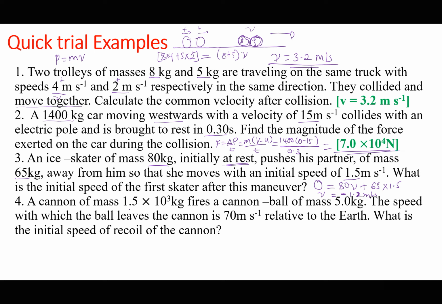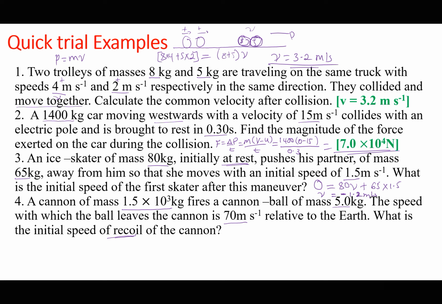A cannon of mass 1.5 times 10 to the power of 3 kilograms fires a cannonball of mass 5 kilograms. The speed with which the ball leaves the cannon is 70 meters per second relative to the earth. What is the initial speed of recoil? Recoil, that is rebound. What is the initial speed of recoil of the cannon?